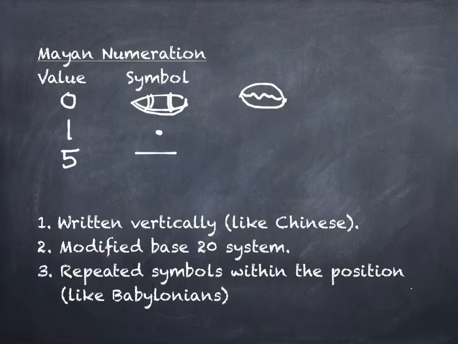So we're going to talk about what the modified part of it means. We're going to talk a little bit about why it's a base 20 and why they modified it as opposed to just being a base 20. We'll do that in a second. And then, just like I had mentioned just a second ago, the 10 is not a problem because we can repeat symbols within the position just like the Babylonians did.